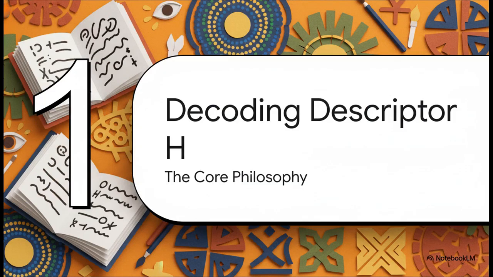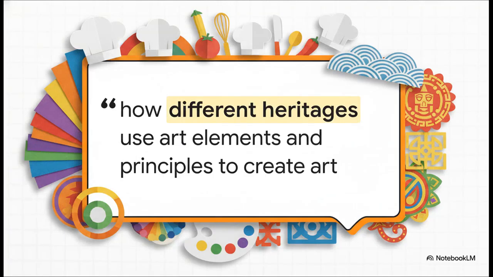All right, let's kick things off with Section 1, Decoding Descriptor H, the core philosophy. Getting into the actual language of the standard, it says the teacher, quote, understands how different heritages use art elements and principles to create art and convey meaning in different ways. What's truly fascinating here is the emphasis. The elements of art are universal, but how they're applied, that is deeply tied to cultural heritage.